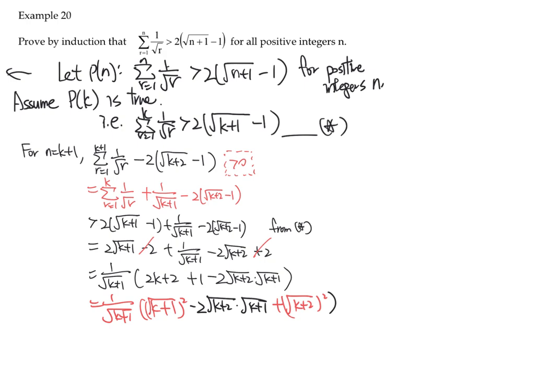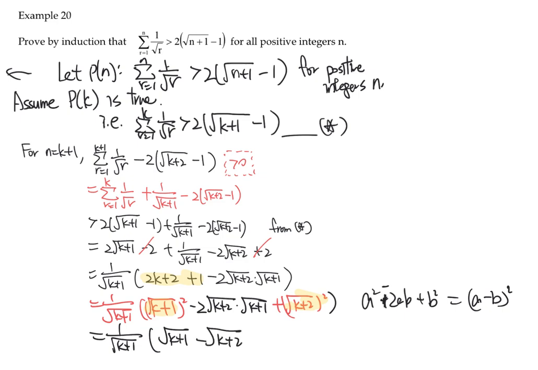Take a look at these two terms. This actually equals k plus 1, and this actually equals k plus 2, and the sum of these two terms actually is 2k plus 2 plus 1, that is 2k plus 3. So these two terms actually come from these terms. And then these you can see is the pattern of a squared plus 2ab minus 2ab plus b squared, that actually equals a minus b squared. So this becomes square root k plus 1 minus square root k plus 2 squared.